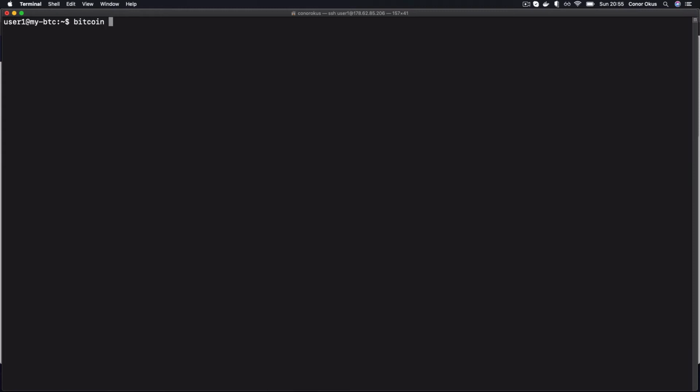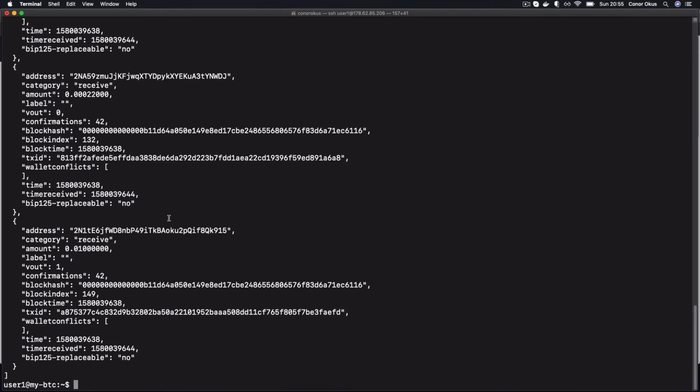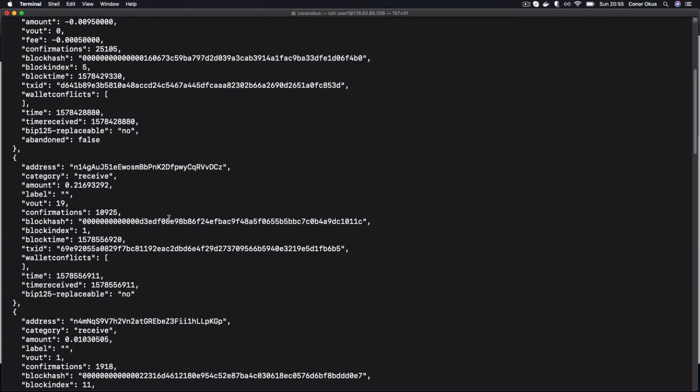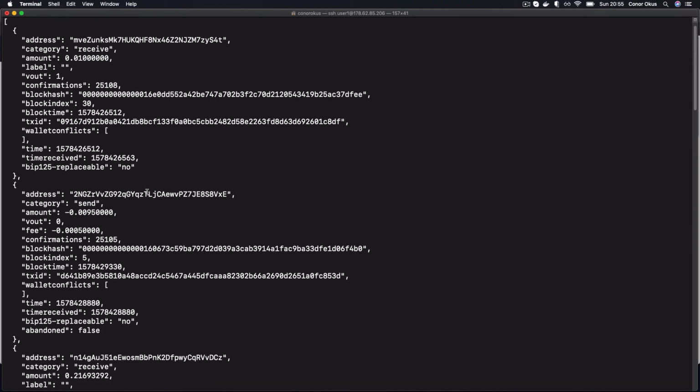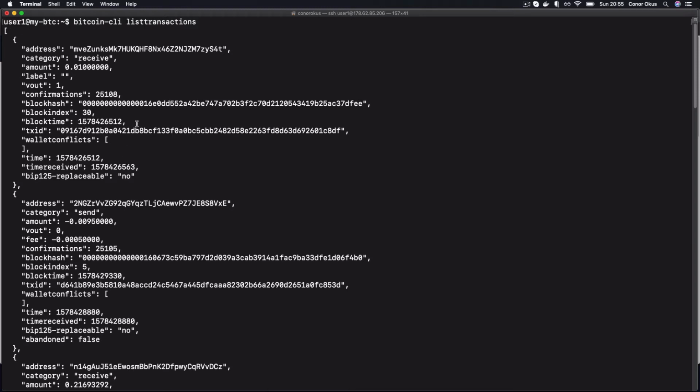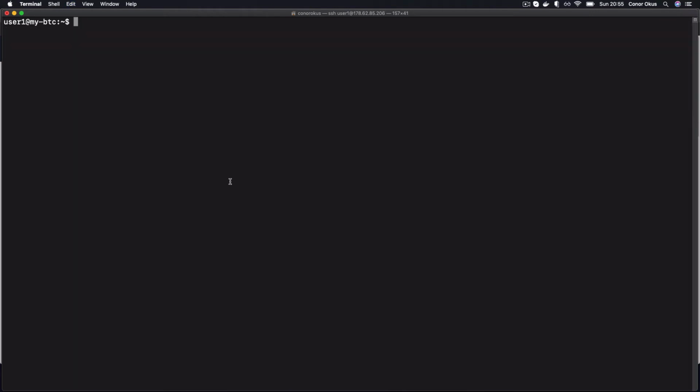So if we list our transactions, this returns us a list of all our transactions. If I take the transaction ID of just this first one, I'll copy that. And if we want to get more granular information about that specific transaction, we can just run the get transaction command.